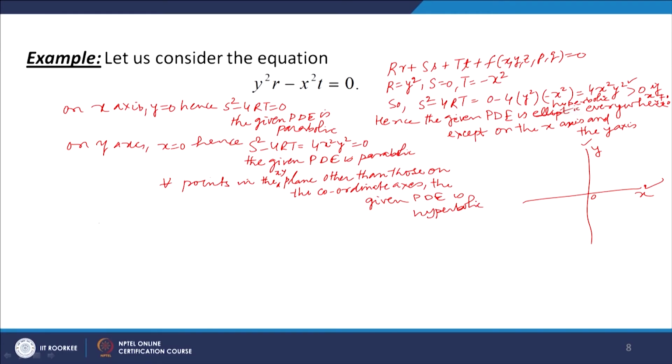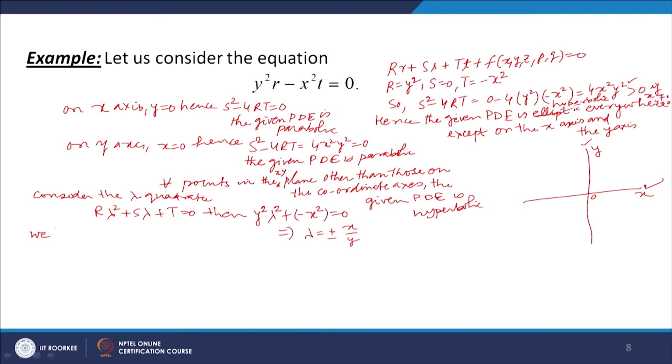Okay, now let us consider the lambda quadratic, which is r lambda square plus s lambda plus t equal to 0. Since r is equal to y square, s is equal to 0, and t is minus x square, we have y square lambda square minus x square equal to 0. So this gives you lambda equal to plus minus x over y. So we have two characteristic equations.